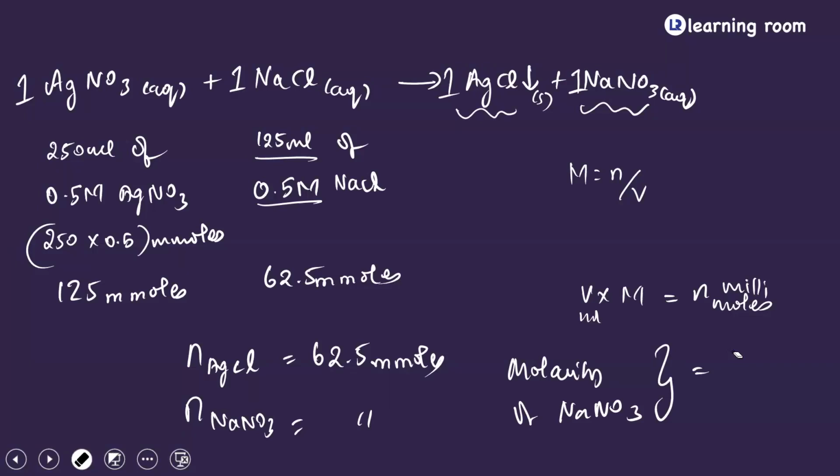The volume of the entire solution is like this: in one test tube there is AgNO3 and in another NaCl, each of some volume. You have mixed it and now everything is in a single test tube. So the volume of the AgCl is also the volume of the solution, and the volume of NaNO3 is also the volume of the solution. Clear? Then what will be the molarity of NaNO3? Number of moles of NaNO3 by volume.